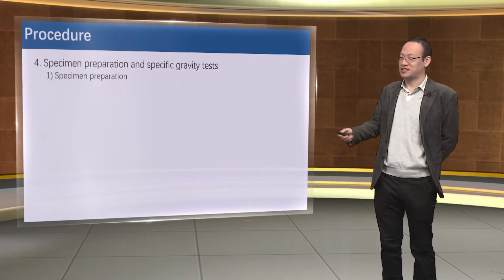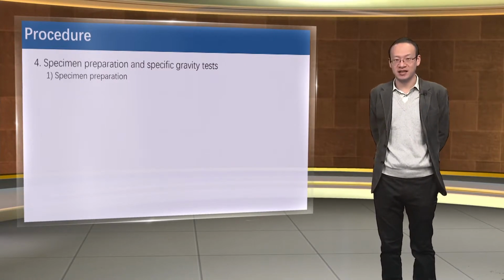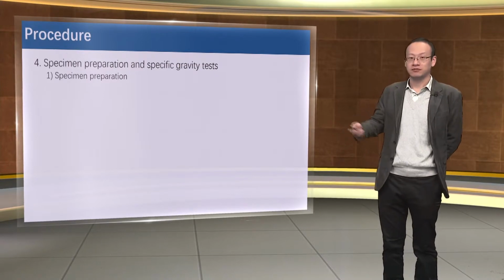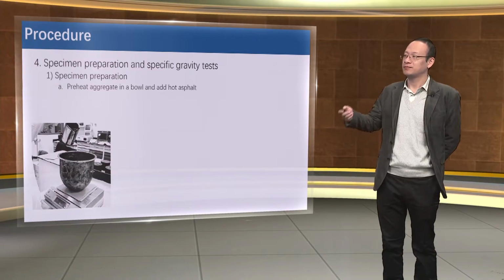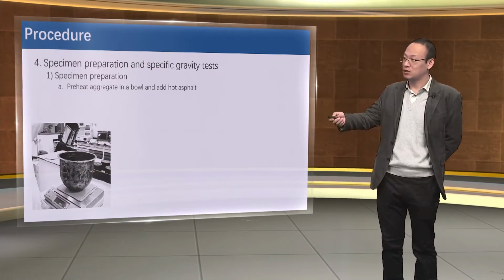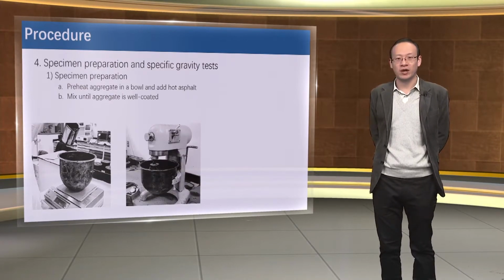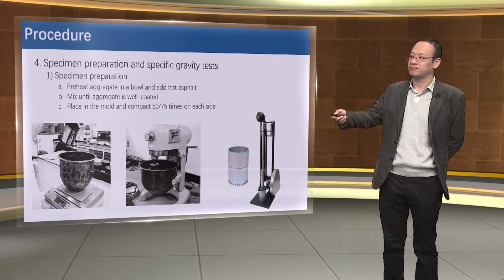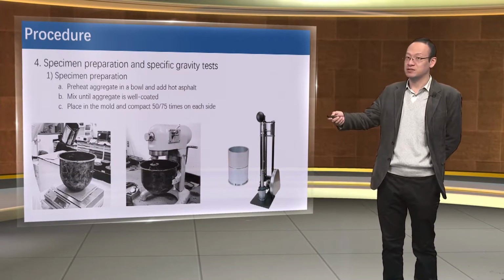So here is step 4, specimen preparation and a specific gravity test. In step 4, firstly, we prepare specimens. In the lab, we preheat the aggregates in a bowl and add hot asphalt. We mix them until aggregate is well coated with asphalt film. Then we place the mixture in the Marshall mold and use a Marshall hammer to prepare Marshall specimens.